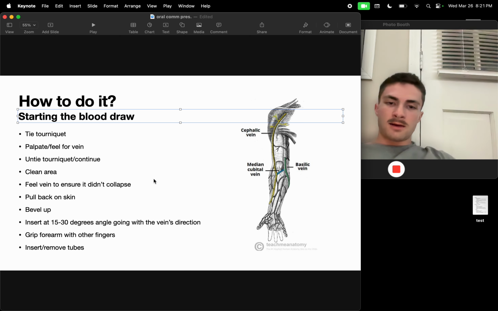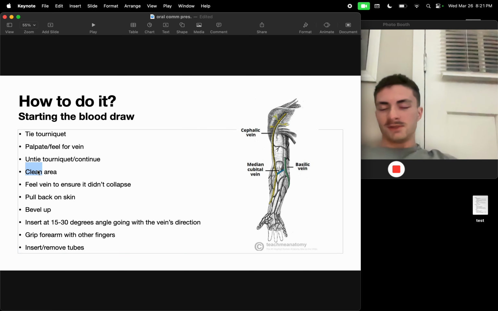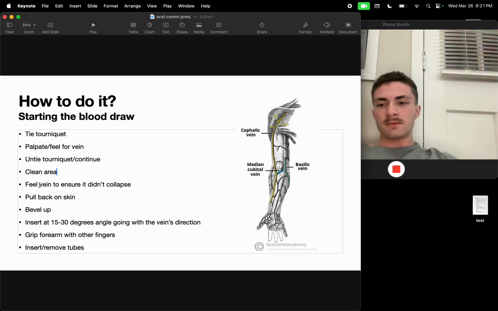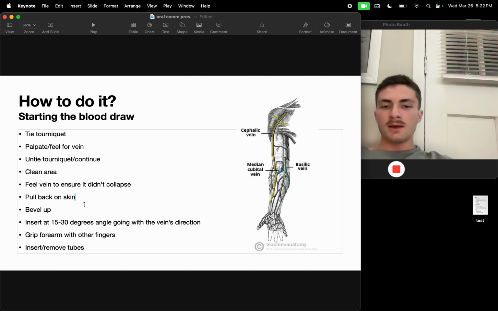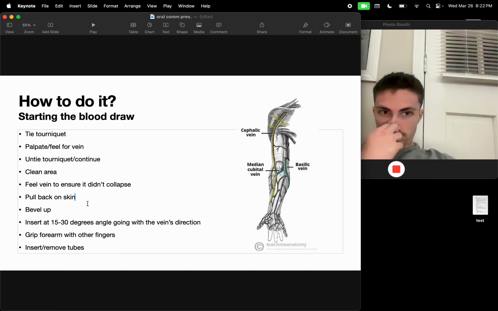The idea is once you are going to go do that, though, once you're going to stick, you want to clean the area first with an antiseptic. And then if you untie the tourniquet and tied it back, you want to also feel for the vein to ensure that it didn't collapse. You just want to ensure that it's still there.